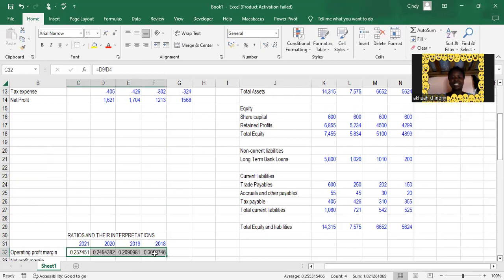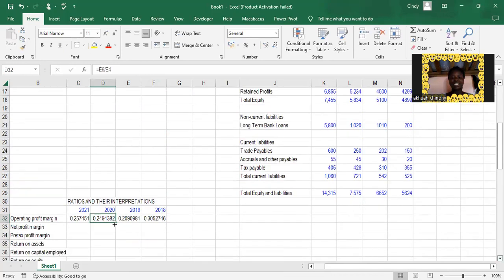So this is Excel's feature. The first one was D9 over D4. The second, we realize, is E9 over E4. So Excel is calculating it for us. Simple, simple, simple. Then we'll move on to the net profit margin.